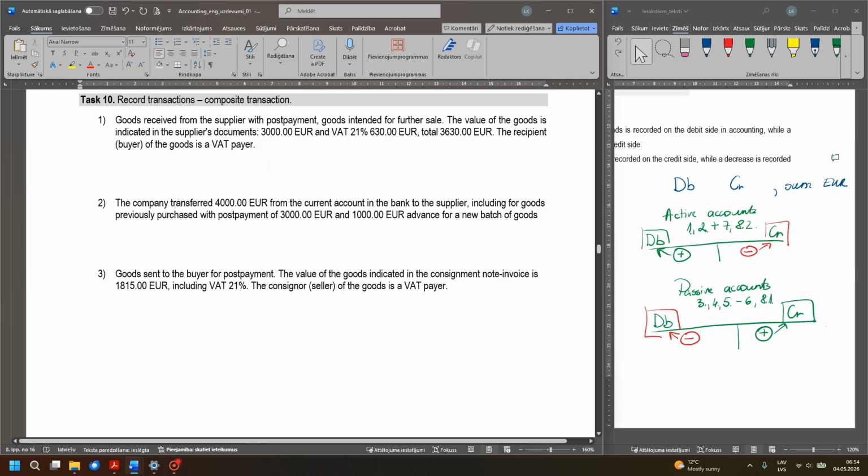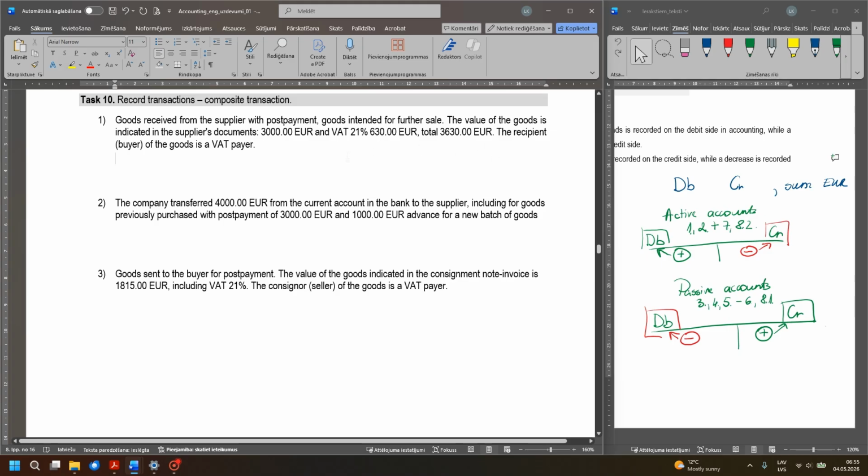Again, read this economic activity and understand what really happens. And also try to find, not try, but find the account numbers from the chart of accounts. Let's start. We received goods from the supplier on the post payment terms. Post payment terms means that we already have the goods, but we didn't pay yet. We will pay it later. So, and we will sell these goods ourselves.